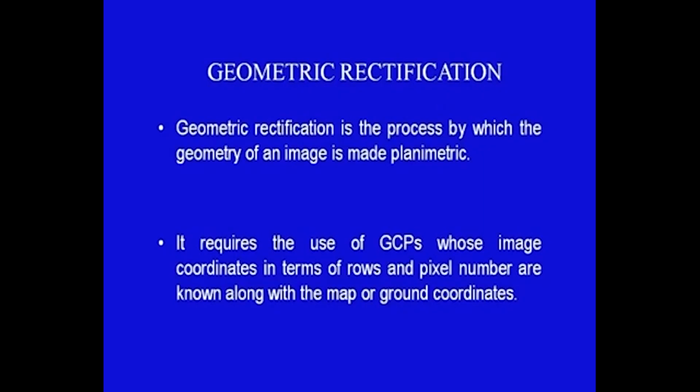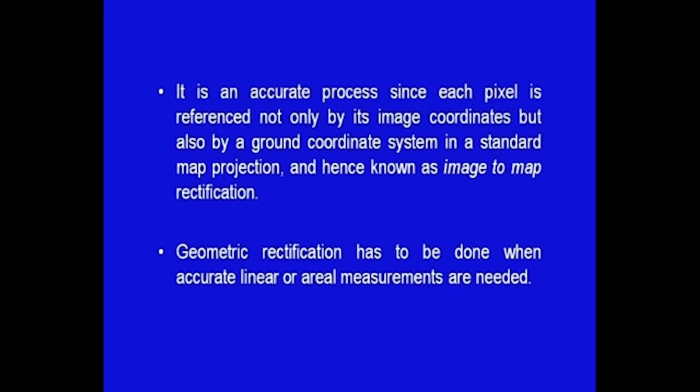Now, we come to the next method, and that is the geometric rectification. Geometric rectification is the process by which the geometry of an image is made planimetric. It requires the use of GCPs whose image coordinates in terms of rows and pixel number are known along with the map or ground coordinates. It is an accurate process since each pixel is referenced not only by its image coordinates, but also by its ground coordinate system in a standard map projection, and hence it is known as image to map rectification.